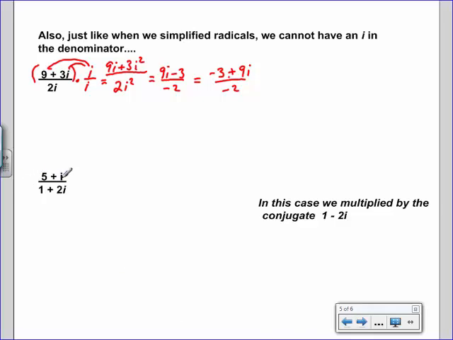In the second example, again, just like as if this was 1 plus a square root, we have to multiply by what we call the conjugate. You write it identical to the way it is, but if it's a plus, make it a minus. Had this been a minus, we would have made it a plus. And we'll see how this eliminates the i term. So we'll multiply this times 1 minus 2i. And we have to also multiply the top by the same.